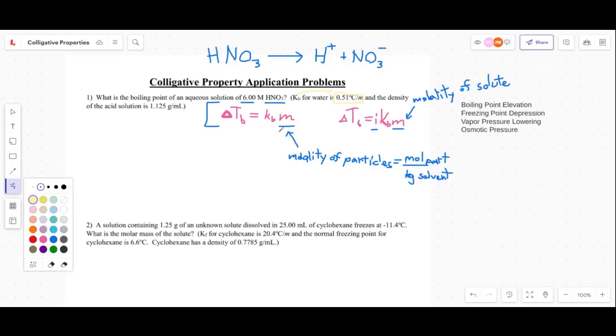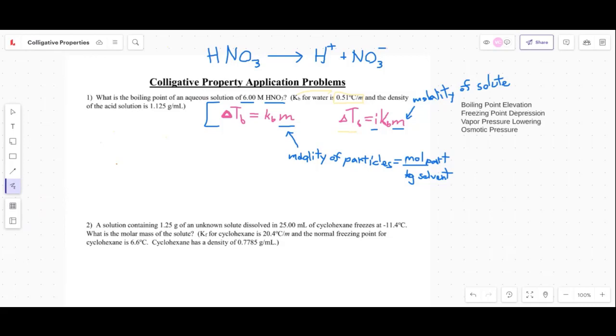One of the key things that you're going to have to do for these colligative property problems is actually calculate various different concentrations, and you're going to have to be pretty good with these concentration calculations. The first thing that we have to do is calculate the molality. We're looking for the new boiling point, which means we're solving for the delta T. But to solve for delta T, we need to know the molality and the Kb. The Kb is given, but the molality is not. All we're given in terms of concentration is 6 molar.